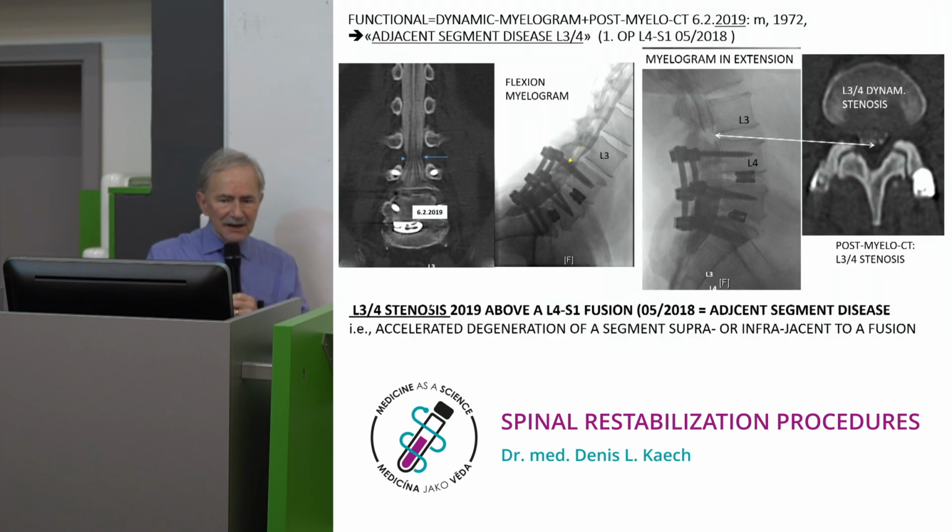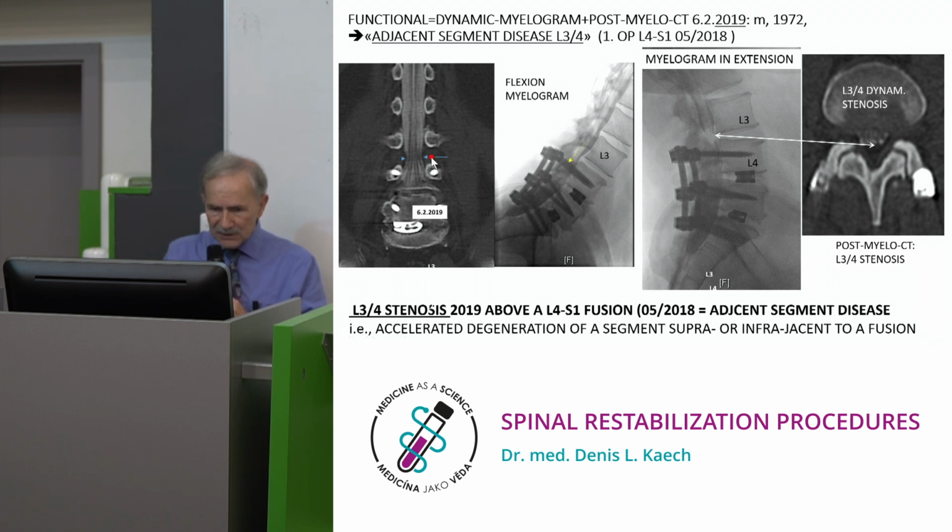So adjacent segment disease means above or below a rigid fusion, there is accelerated degeneration of this neighbor segment. Again, a problem, and maybe again a case who will need surgery. You see here it was in 2018, an operation to fuse L4, L5, S1. And in 2019, stenosis L3, L4 developed and became symptomatic.